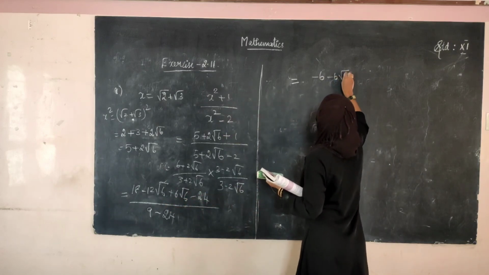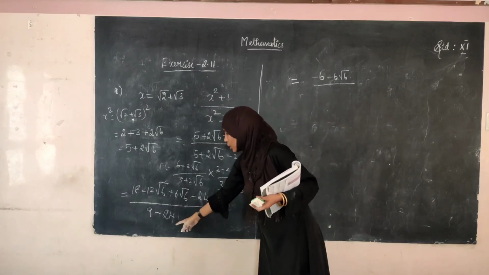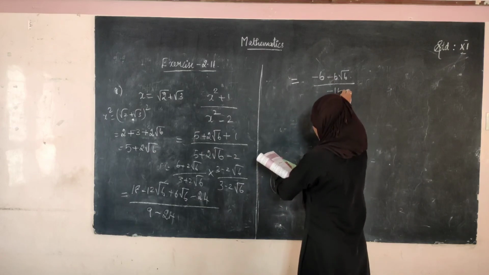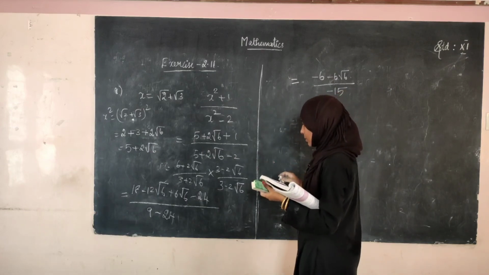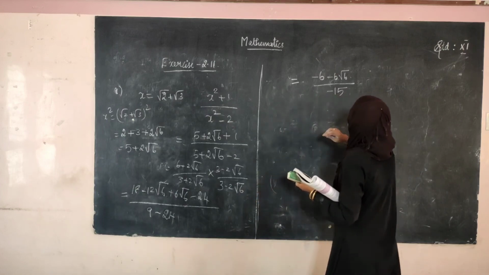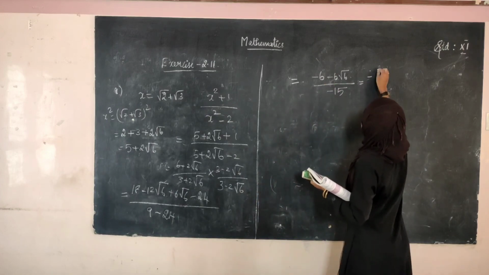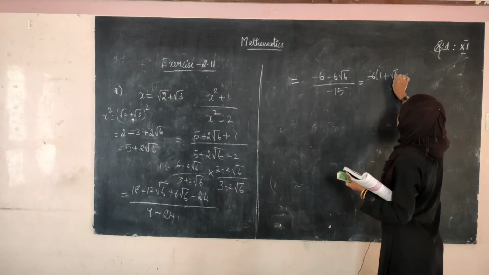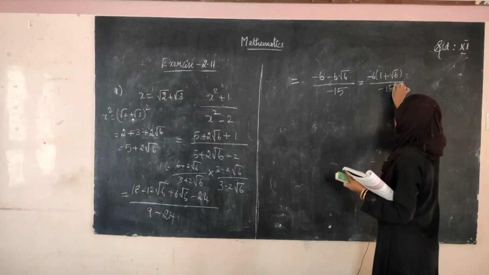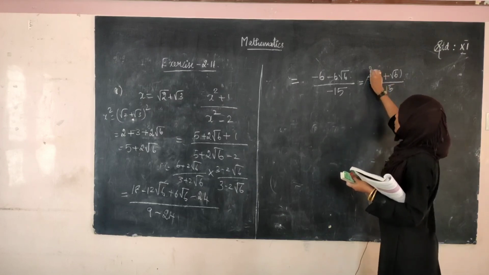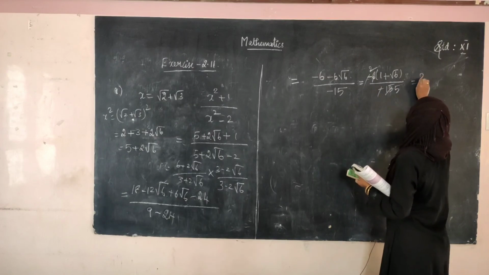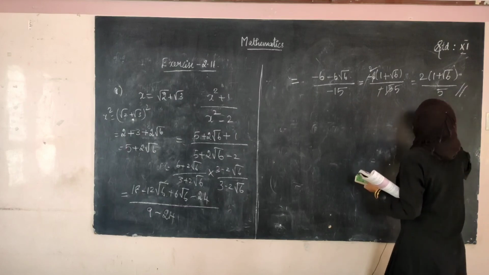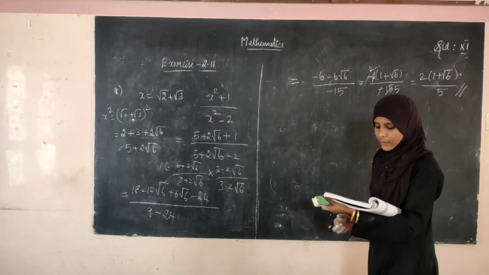Minus 6 root 6 divided by, in the denominator, 9 minus 24 is minus 15, right? Yes, it is minus 15. In the numerator, take the minus and 6 outside: minus 6 into 1 plus root 6, divided by minus 15. Minus and minus get cancelled. 3 2 is 6, 3 5 is 15. Therefore the answer is 2 into 1 plus root 6 divided by 5. This is the answer. With this we are completing this exercise.